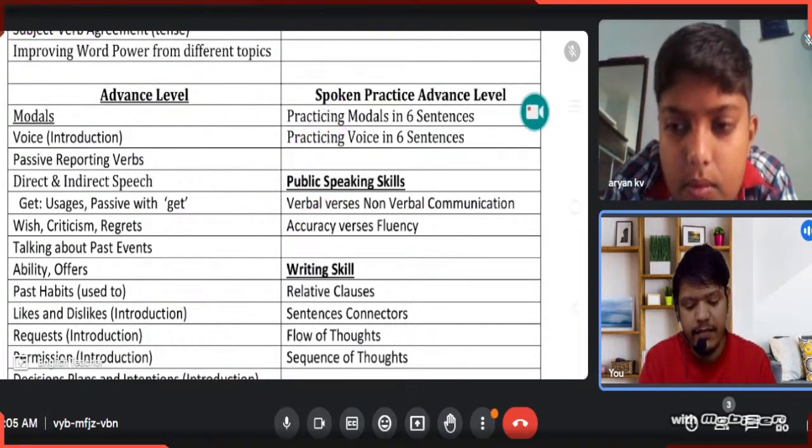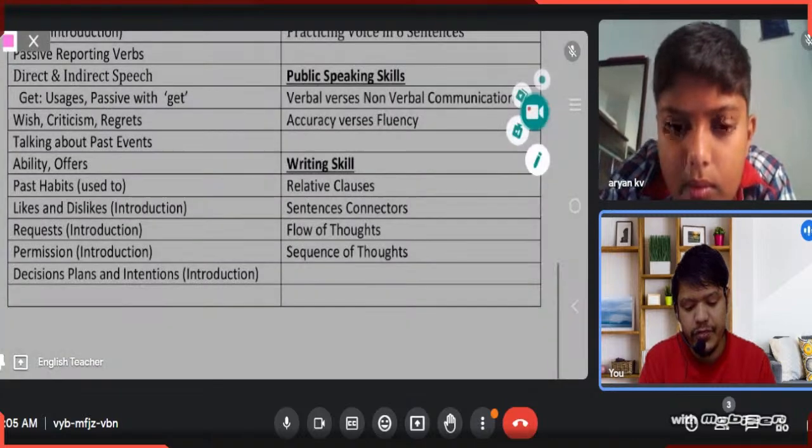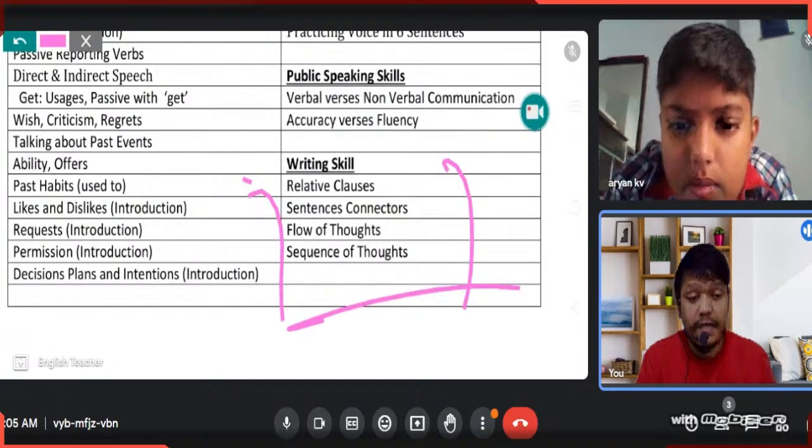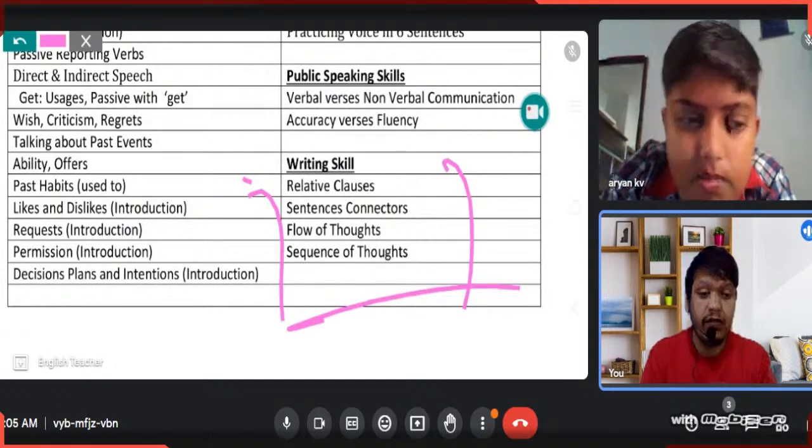Writing skills over there, making sure that it has to be followed by the students. And then along with that there are four skills to be developed.